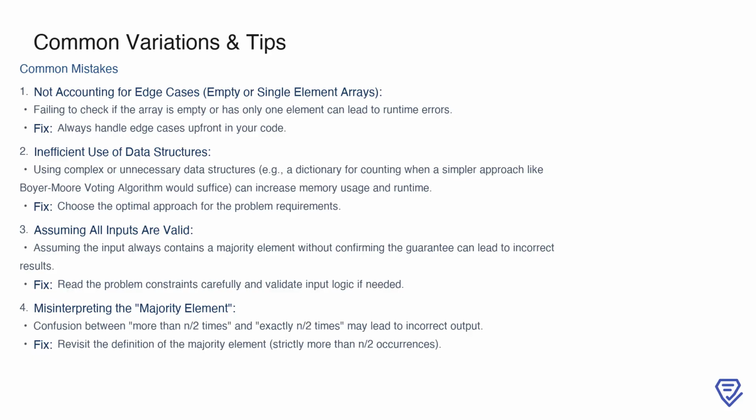Another mistake is assuming all inputs are valid. If you overlook the problem constraints and fail to confirm whether the array guarantees a majority element, your code might produce incorrect results. Carefully reading the problem description can help prevent this. Lastly, misunderstanding the definition of the majority element, confusing more than n/2 times with exactly n/2 times, can lead to errors in logic. Revisiting the definition ensures your solution aligns with the problem requirements.